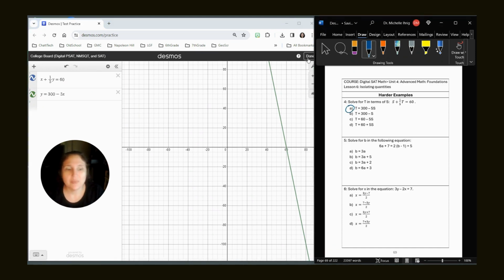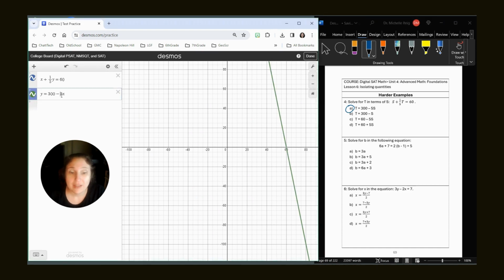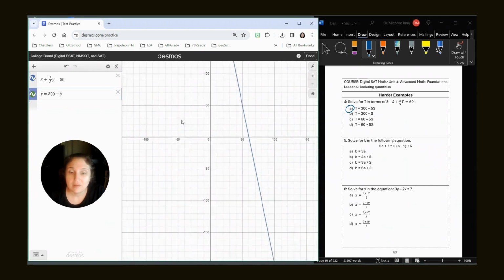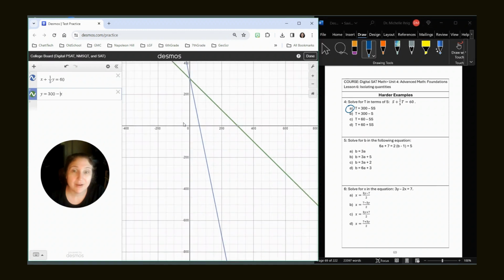Let me show you what it would be if it was just like choice B. See, not the same graph. They still intersect at the y-intercept of 300, but not the same graph. Choice C, not the same graph. You get the picture. All right, let's move on to number 5.